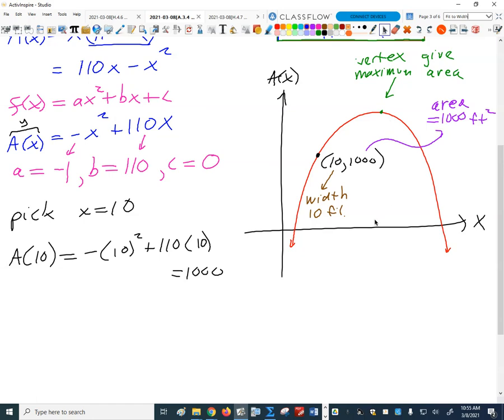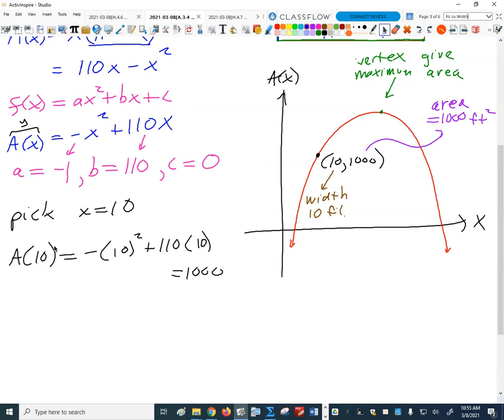The x coordinate of the vertex is going to be a value of x, and the y coordinate is going to be a value of area, a value of a. I've just got this function, and it works like any other function. If I plug in an x value, it's going to spit out an area. It's an a of x function.